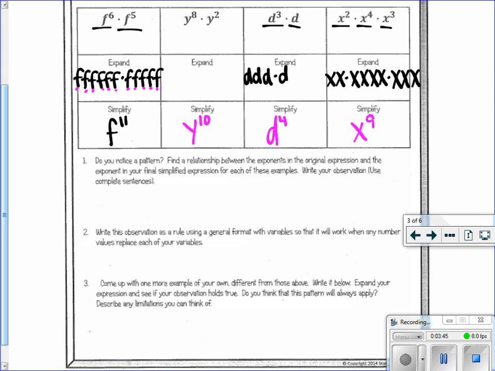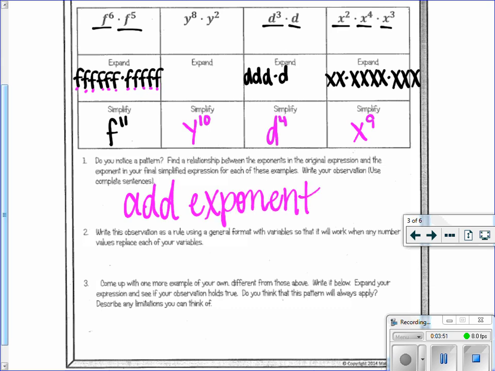So, we're adding the exponents. That is correct. Keep in mind, we're adding the exponents when their bases are the same. So when they're being multiplied and their bases are the same, you add the exponents.